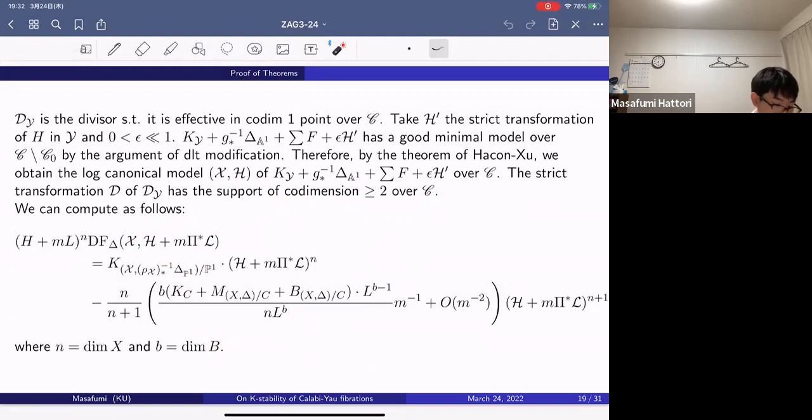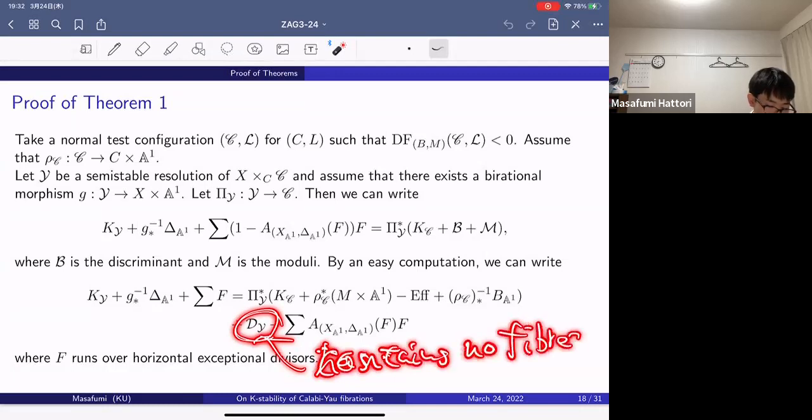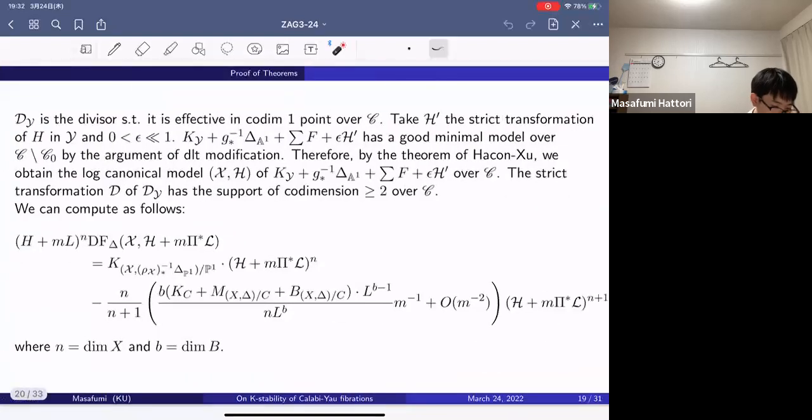So, for the calculation of dy, dy contains no fibers. Thus the effective part of dy is contracted. So the strict transformation carry D on X has support of codimension more than 1 point over C. So we can compute as follows.